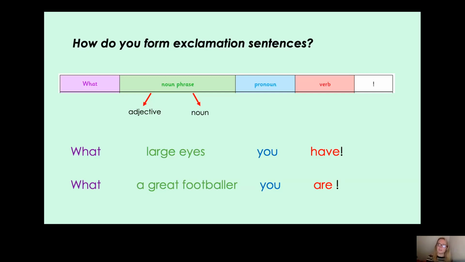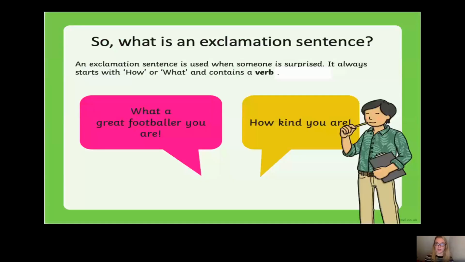Now, what do you think's different in how we set it out with an exclamation sentence starting with how? Pause the video and have a think. Okay, Year 2. So let's go back to our exclamation sentence starting with how. What do you notice that's different? Yes, that's right. Remember, with our exclamation sentence starting with what, we needed a noun phrase, which was an adjective and a noun. But with our how one here, we've only got an adjective. We've only got the adjective kind.